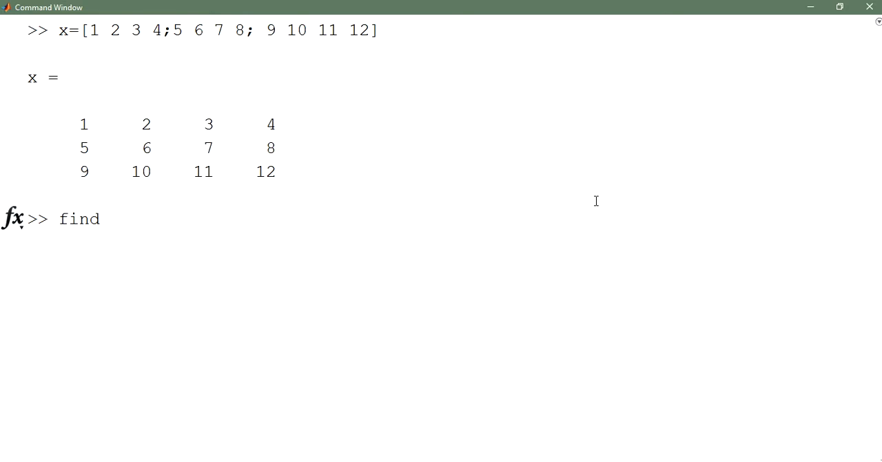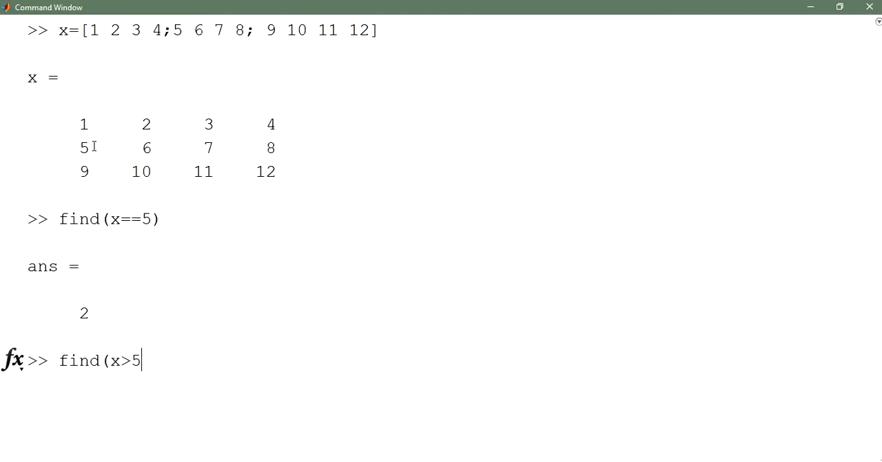If I say find where x is equal to 5, it will give me the position that 5 is in. Here 5 is in position 2, so I'm expecting the value ans equals 2. That's true.